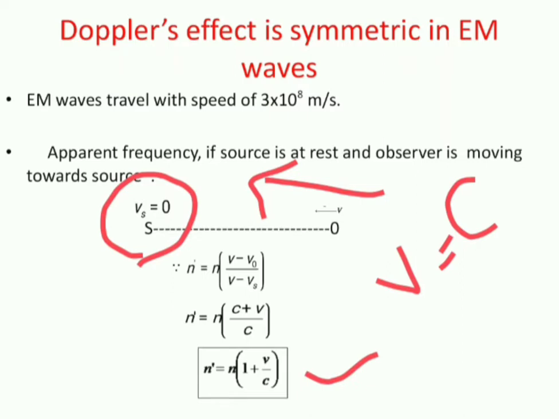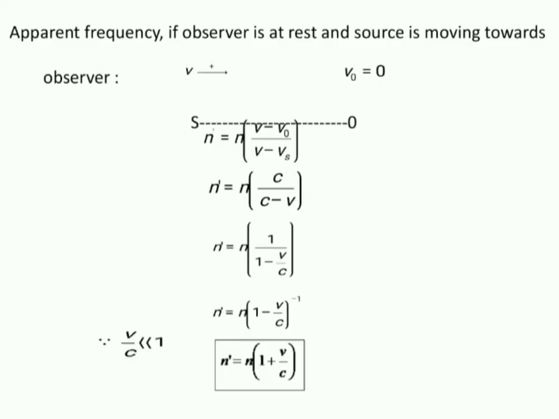I repeat, what is the apparent frequency when the source is at rest and the observer is moving towards the source with a speed V? It is (1 plus V by C) into n. Now let us look at the next case: apparent frequency if the observer is at rest and the source is moving towards the observer. In such a case, observe the formula. We will get n dash as n into C by (C minus V), since the observer is stationary, V0 becomes 0, V is replaced as C and Vs is replaced as V.